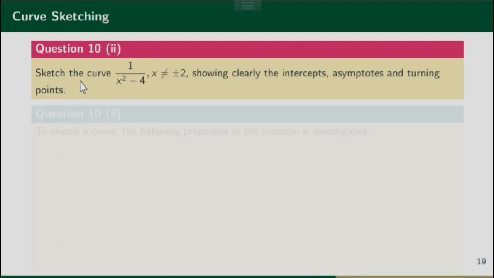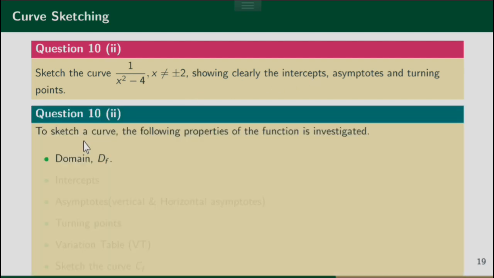The next question is to sketch the curve 1 divided by x squared minus 4, where x is different from plus or minus 2, of course. And we have to show the intercept, the asymptote, and the turning point. So these are the 3 key features of the function that we need to represent.